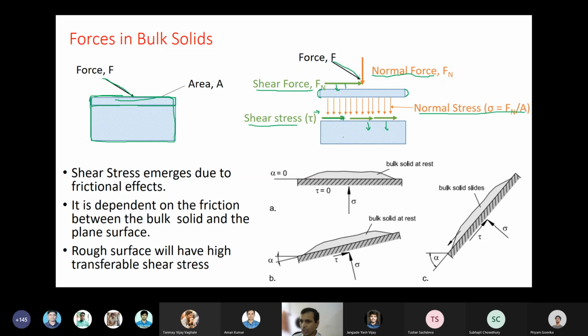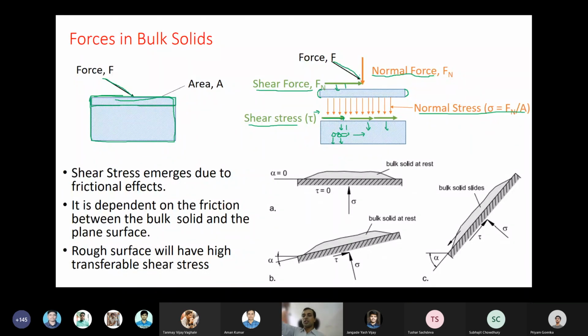Now, why do we have two different stresses? These are the particles, right? When you apply some load, what will happen? The particle can move downwards, and the particle can move to the sides, both directions. The interaction in this direction is because of the shear stress. The interaction in this direction is because of the normal stress. That's as simple as it is.